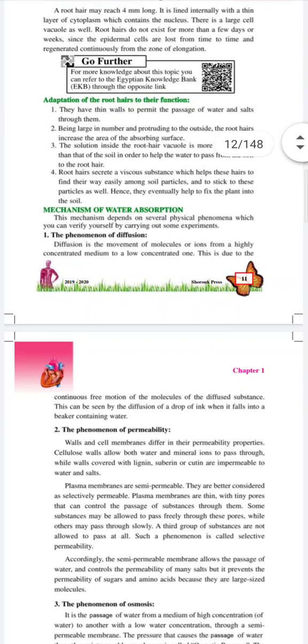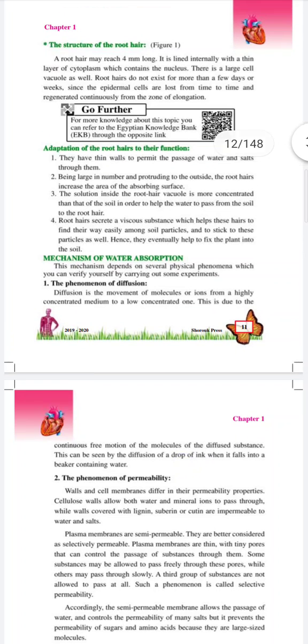Number 2 in our lesson is the mechanism of water absorption. Water can pass from the soil to the root by 4 ways. Number 1, diffusion. What's the meaning of diffusion? It is the movement of molecules from a high concentration medium to a low concentration one, like the diffusion of a drop of ink through a cup of water.